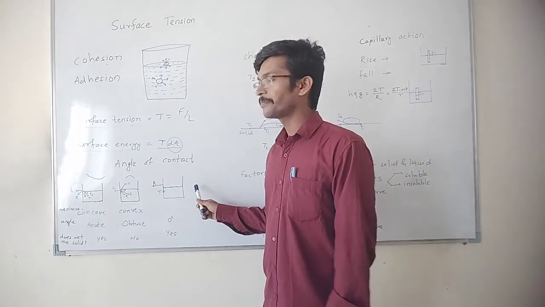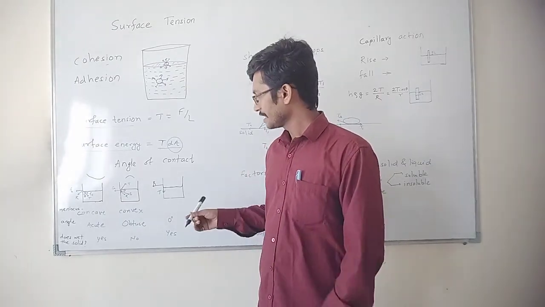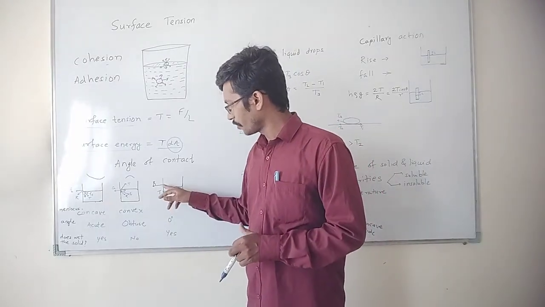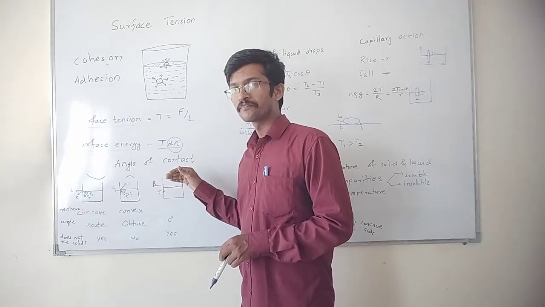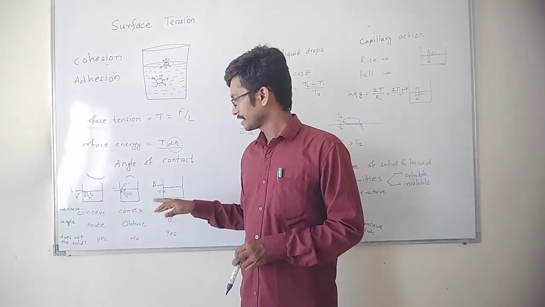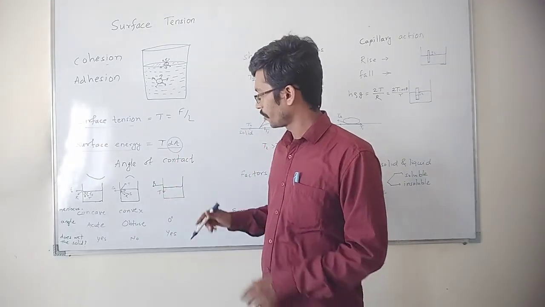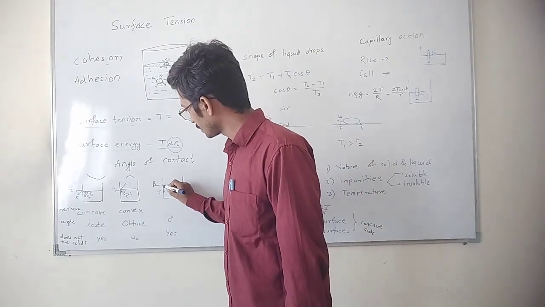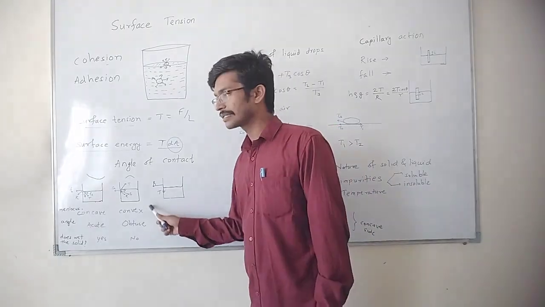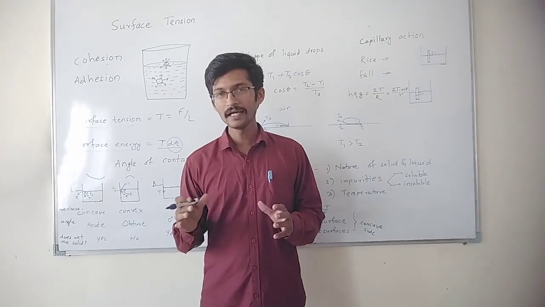Now there can be a possibility of zero angle of contact, and this is a rare phenomenon. In this case, the cohesive force is so much less that the resultant force is directed in the solid and it is equal to the force of adhesion, and therefore the tangent is on the interface of solid and liquid, and therefore we can see the angle between this interface and the tangent is 0 degrees. Now this is a very rare phenomenon. This can be found in the case of pure water and clean glass.